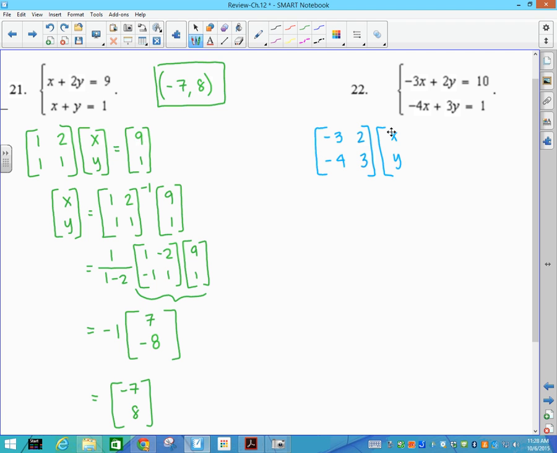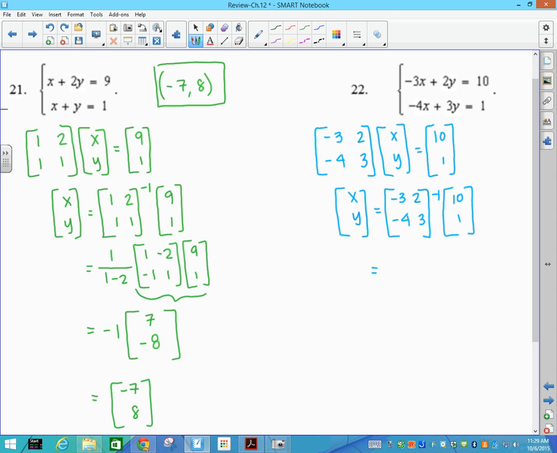X times y, x and y, excuse me, equals the constant matrix of 10, 1. So we're going to write that matrix xy equals the inverse of this, and I write it because I don't want you to try to do too much in one step. I have to take the inverse of this coefficient matrix times the constant matrix, and in our next step we're going to calculate.